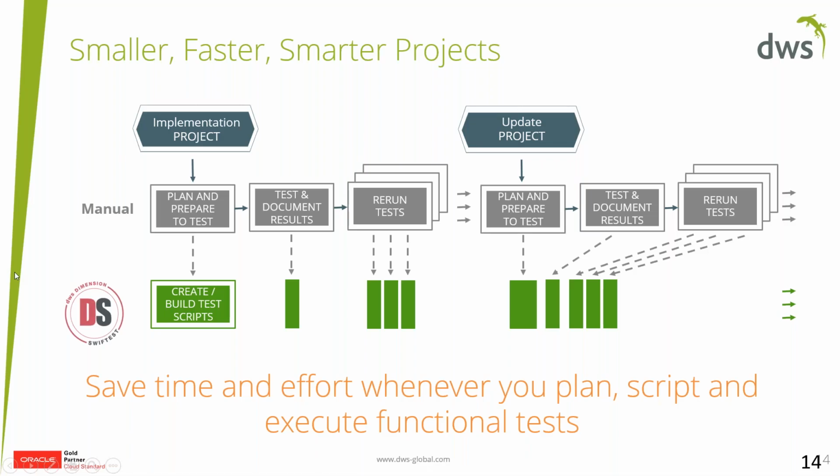And with that, we talk again about these smaller, faster projects, and this is really what it looks like. The slide we're looking at shows more or less the steps of any given project. When you start an implementation, the first thing you're going to do is plan and prepare your testing scripts and your testing documents. Then, further into the project, you're going to want to run those tests and ultimately document the results.